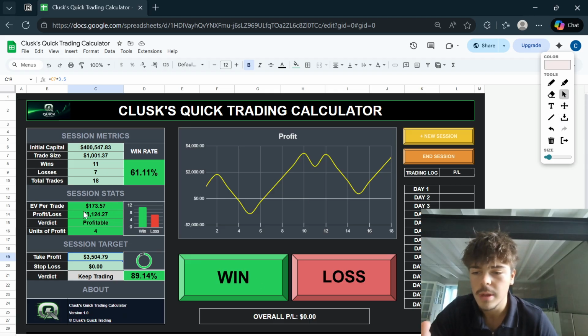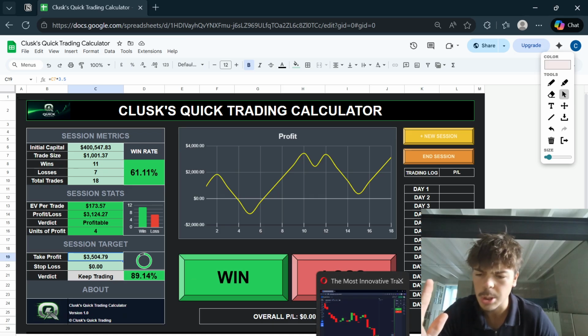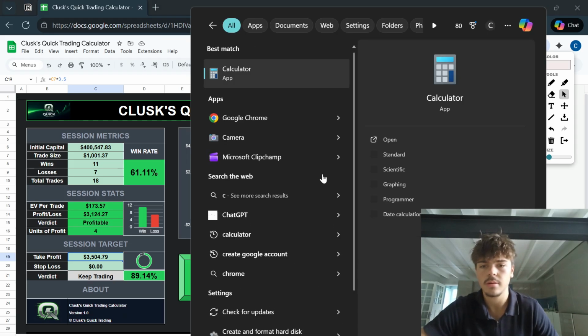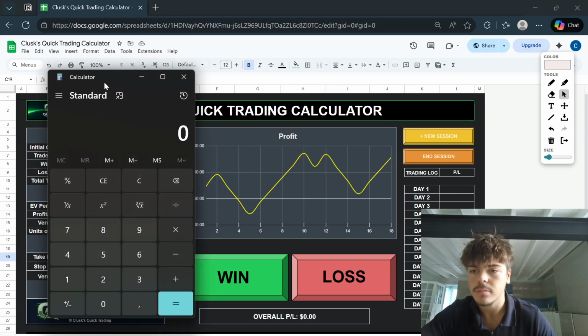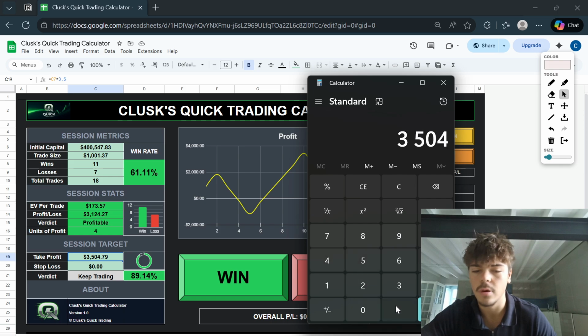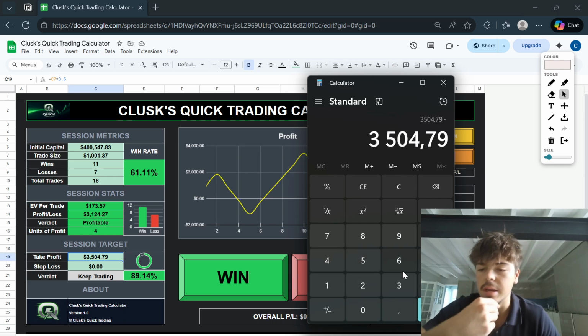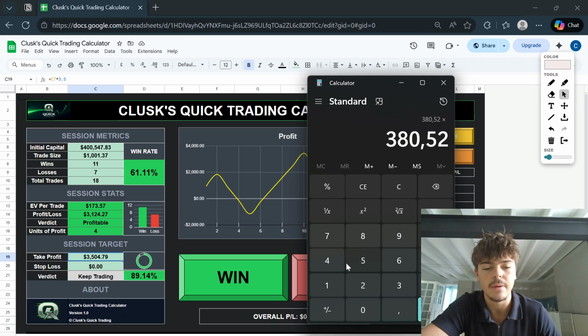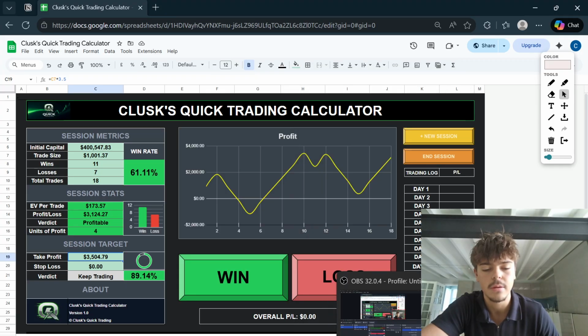So what I'm going to do is, it says I need to win another $400 here. So what I'll do is actually calculate that. So let's do it real quick. So let's see, 3,504.79 minus 3,124.27. Okay, so I need another 380 in profit. I'm just going to times that by 100 divided by 92, which means I need to take a $413 trade. So let's make it 420 on this.